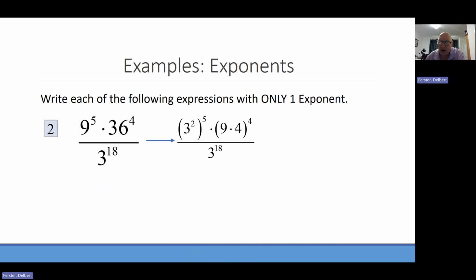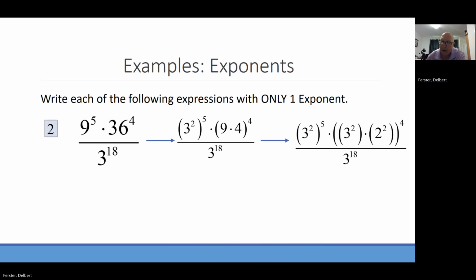Let's go ahead and change the 36 to 9 times 4. Now that 9 in there, in 9 times 4, can also be rewritten so that it's 3 to a power. So let's go ahead and do that. We're not going to change the fraction. We're never going to change the 3 to the 18 on the bottom. So what happened? The 9 became 3 squared, and the 4 became 2 to the second.